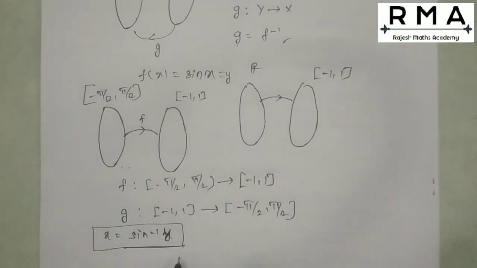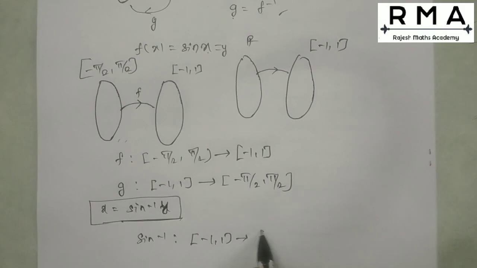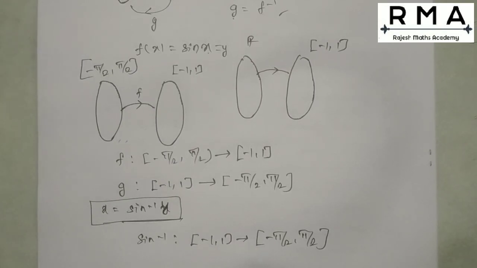Clear? Similarly I can define all 6 inverse trigonometric ratios: cos inverse of x, tan inverse of x, cot inverse of x, secant inverse of x, cosecant inverse of x. Like that I can frame all 6. Generally I can write that sine inverse is a function from the closed interval minus 1 to 1 to the closed interval minus pi by 2 to plus pi by 2. Similarly I can write all 6 inverse trigonometric ratios.